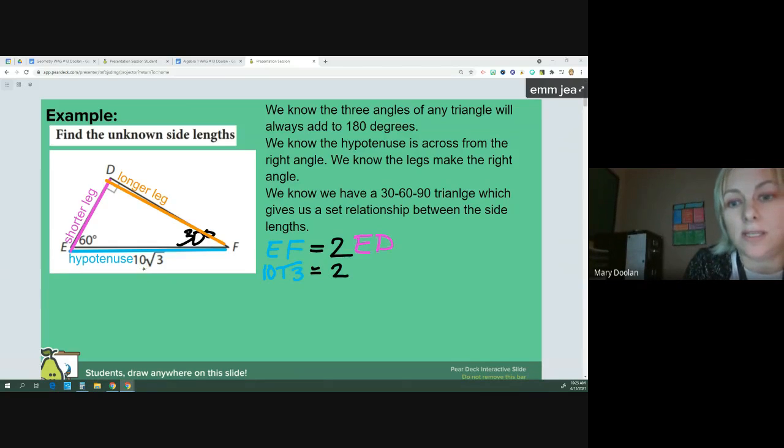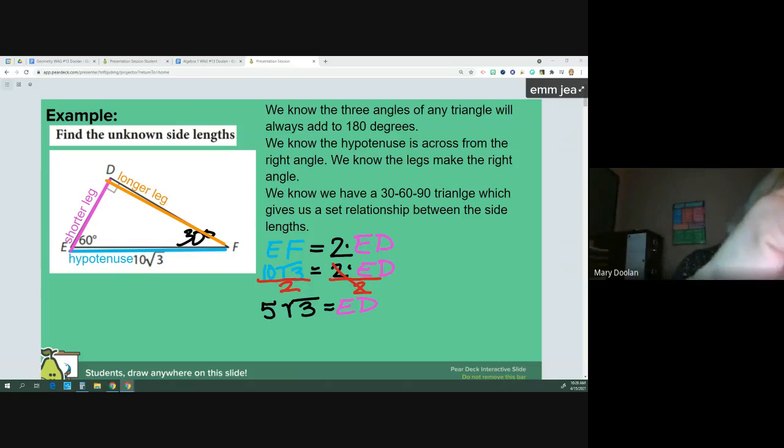And now we're going to figure out ED just by solving this equation. 2 and ED are being multiplied together. So we're going to do the opposite. We're going to divide both sides by 2. Two divided by 2 is 1. 10 divided by 2 is going to give me 5. So 5 square root of 3 is equal to ED. And so now I know that the shorter leg is 5 square root of 3, and I could write that on my triangle and show it too.